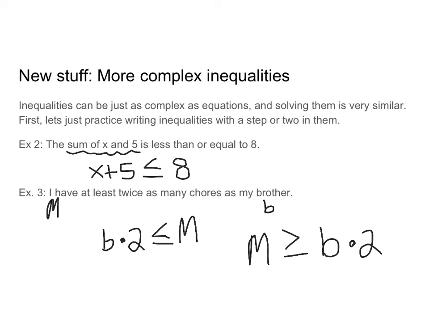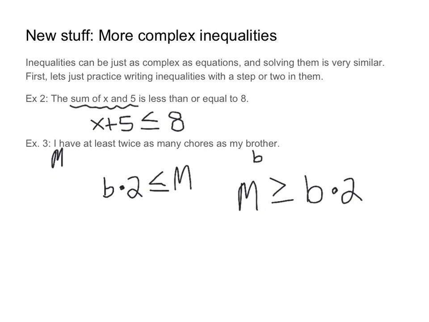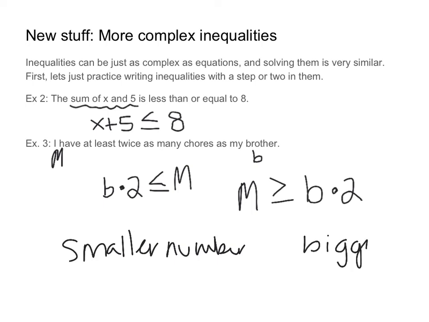If you're having trouble figuring out which direction to point the inequality, always remember that it needs to point to the smaller number. So if you have a smaller number and then a bigger number, the bigger side is going to have the bigger opening, the smaller side is going to have the smaller opening, sort of like a crescendo in music.